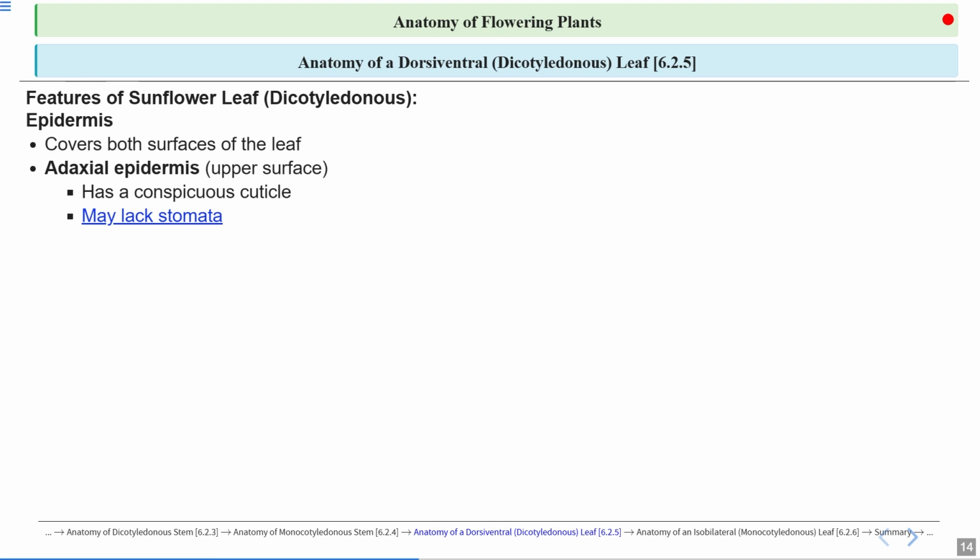If you compare with the abaxial, means lower epidermis, right? They may lack stomata. Stomata may not be present on the upper surface in the dorsiventral or the dicotyledonous leaf. Can you think about why the stomata are not present on the upper surface of the leaf in the dicot plant? They are mostly confined to the lower surface.